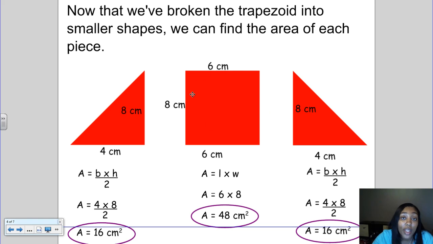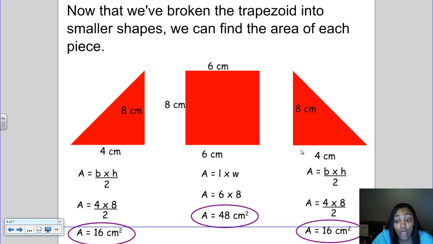Now I'm going to find the area of the rectangle, and I know to find the area of a rectangle, we do length times width. I know that the length of this rectangle is 6, and then the width of this rectangle is 8. So to find the area, I have to do 6 times 8, which gives me a total area of 48 centimeters squared. Now I need to find the area of this triangle here.